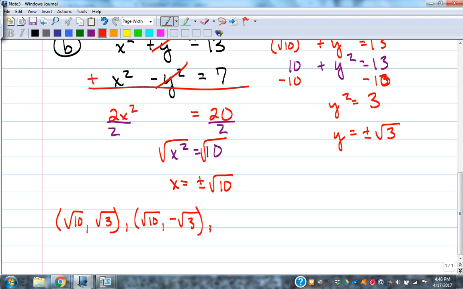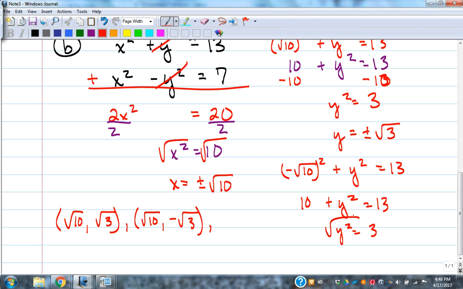I got to do some more work because I got to plug in the negative square root of 10. Same thing's going to happen here. I get 10 plus y squared is equal to 13. Subtract 10, I get y squared is equal to 3 again. And there's the square root. So y is equal to plus or minus the square root of 3. So at negative square root of 10, I get plus and minus the square root of 3. So I get 4 answers on this one.